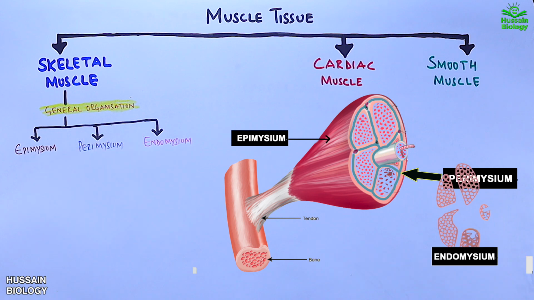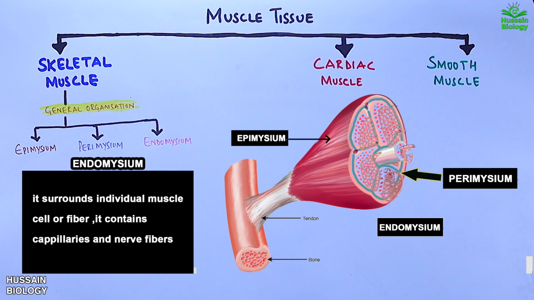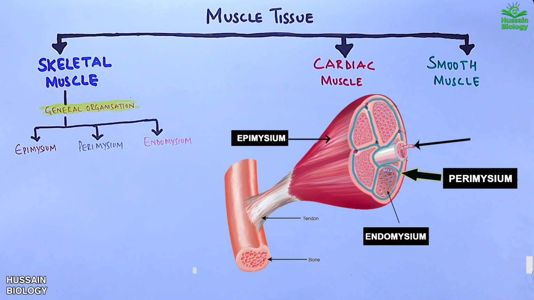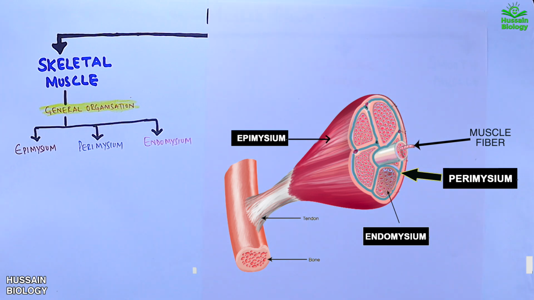And the last layer, that's endomysium. As we can see in the diagram, it surrounds individual muscle cells or fibers. It contains capillaries and the nerve fibers. And we also have specialized cells within it in the form of satellite cells, which are stem cells for muscle tissue, and these cells repair damage to muscles.